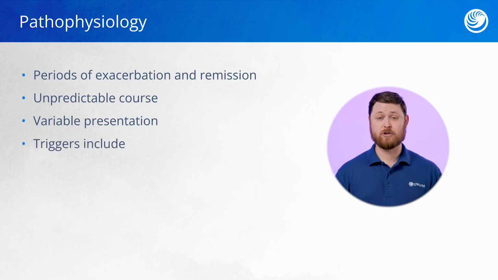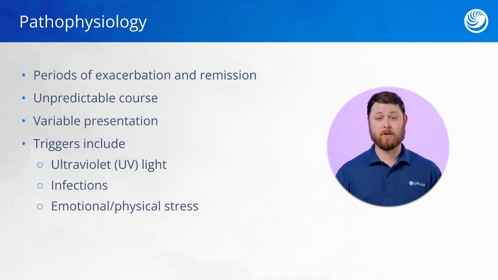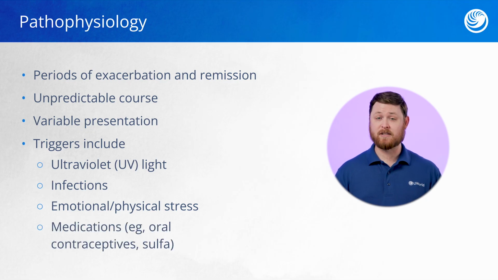Triggers include exposure to ultraviolet light, which can damage the skin cells and lead to the release of those nuclear antigens, infections, emotional and physical stress, or certain medications, which may appear similar in the body to those nuclear antigens and include oral contraceptives and sulfa drugs.